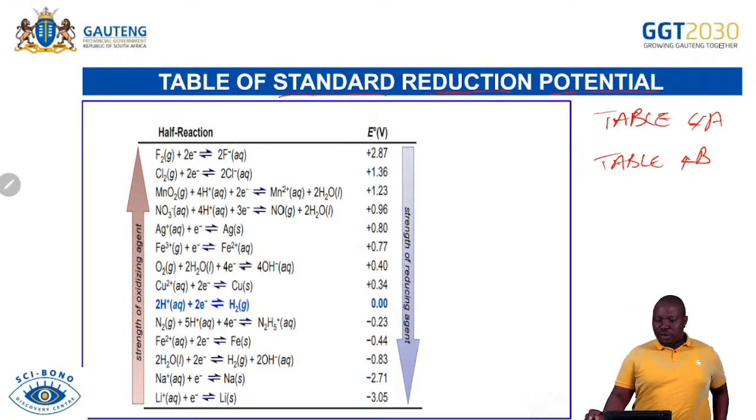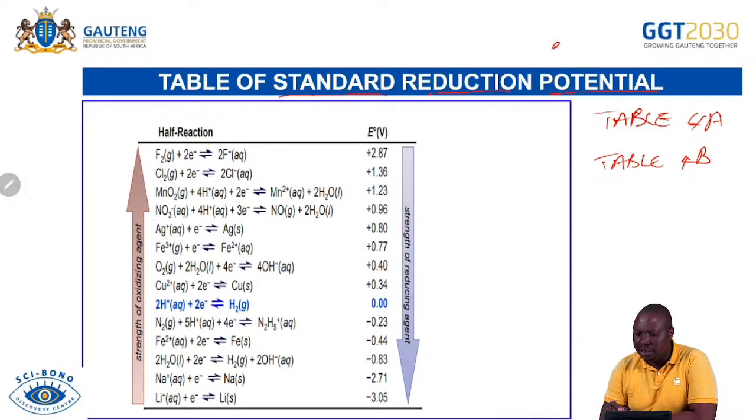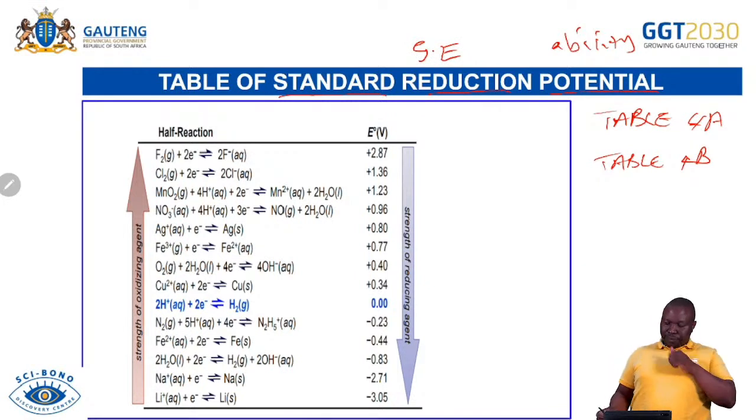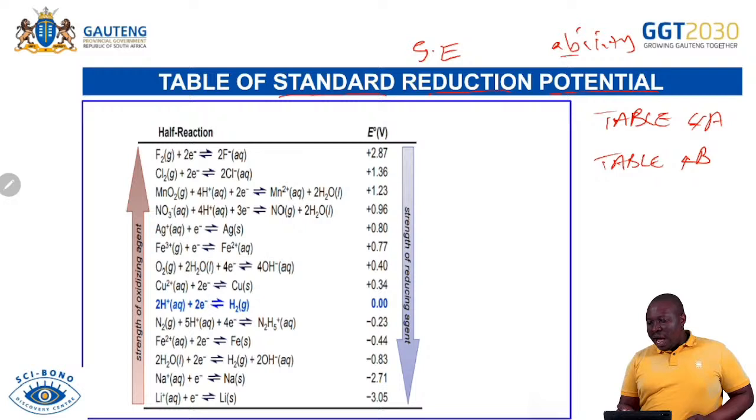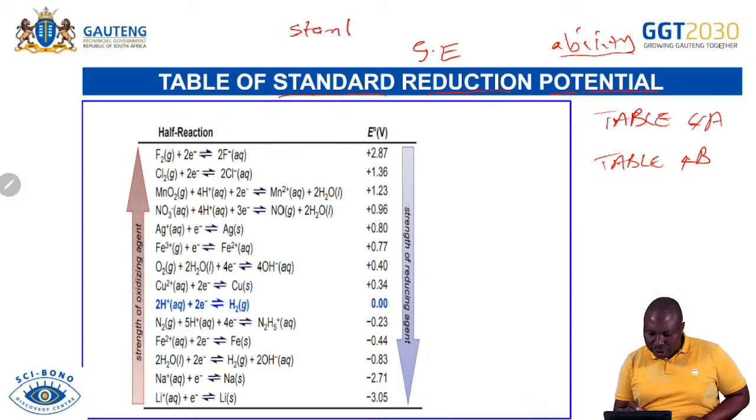So the word potential, you know the meaning of the word potential is ability. So it's the ability to do a reduction. I just told you that reduction is gaining of electrons. So we're saying this table shows you the ability of a substance to gain electrons under standard conditions. Standard stands for standard conditions. So I want us to focus on that.